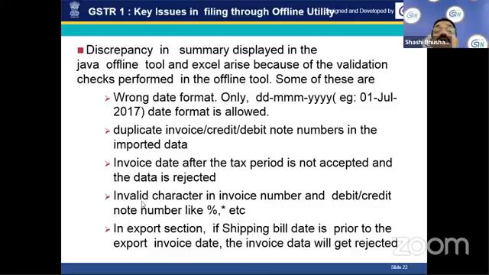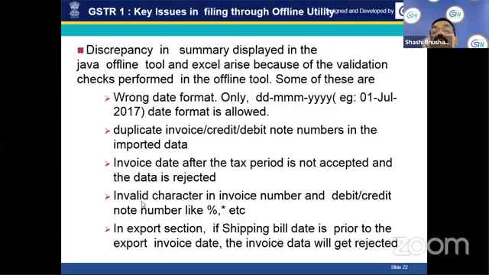Now, this discrepancy arises because when you are importing this Excel file into the offline tool, some of the data gets rejected because certain validation checks are being performed in your offline tool. And if those data don't pass those validation checks, they are rejected by the system. For example, if the date format is not correct, a pop-up message will come that these invoices have been rejected because of invalid date format.